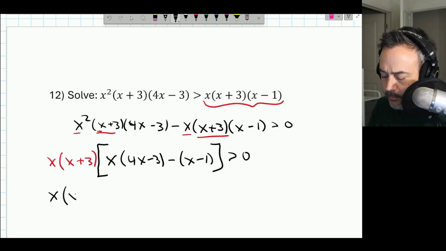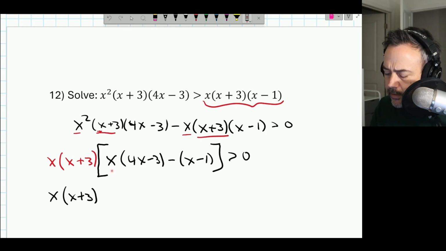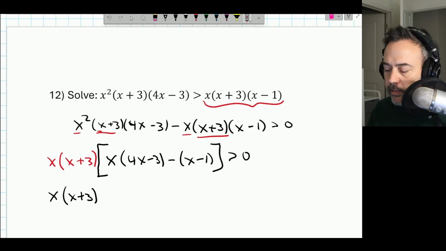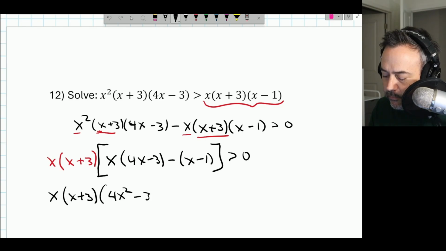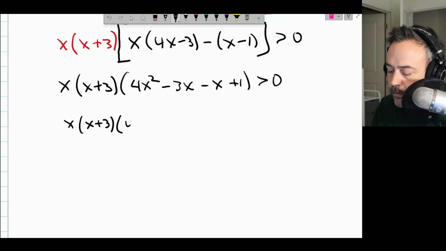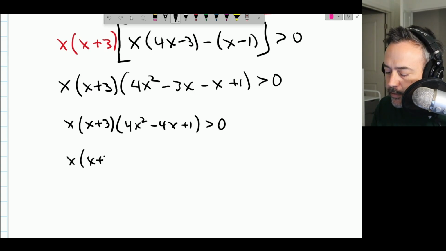So I get x times x plus 3. Also notice there's no common factors anymore on the inside, so the only thing I can do is multiply this out, combine like terms, and see what happens. I get 4x squared minus 3x minus x plus 1 greater than 0, and x plus 3. So 4x squared minus 4x plus 1 greater than 0, and this is x plus 3. This is definitely a perfect square.